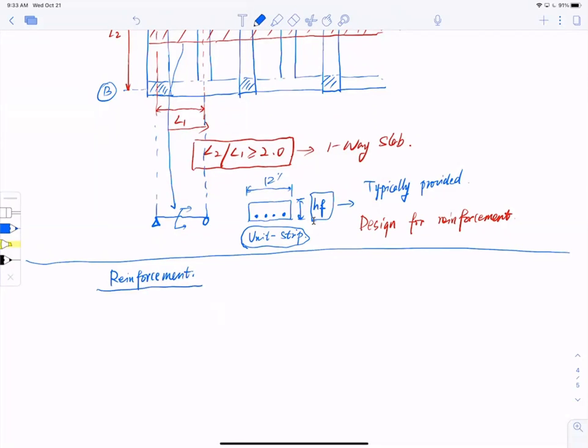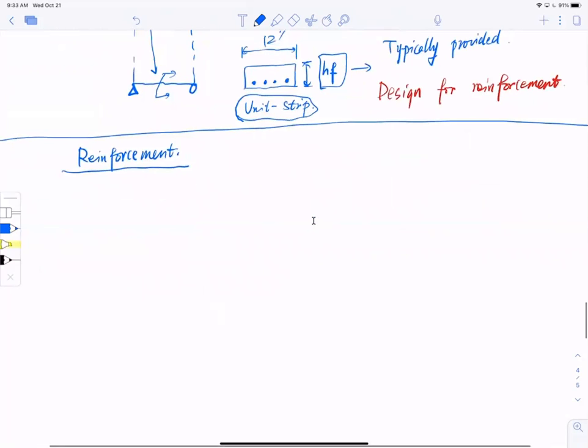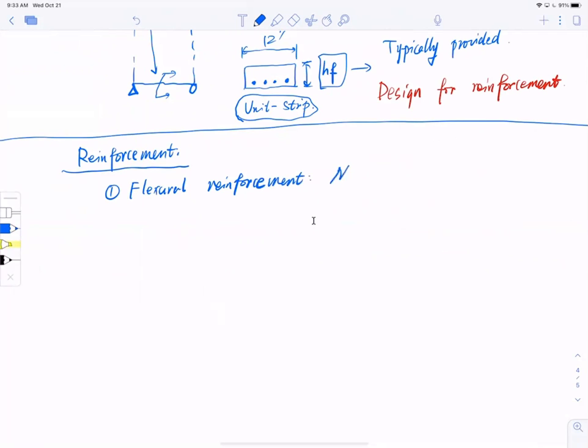But there are 2 types of reinforcement. One type is so-called flexure reinforcement. Naturally, this takes care of Mn. And the other reinforcement is for shrinkage and temperature.